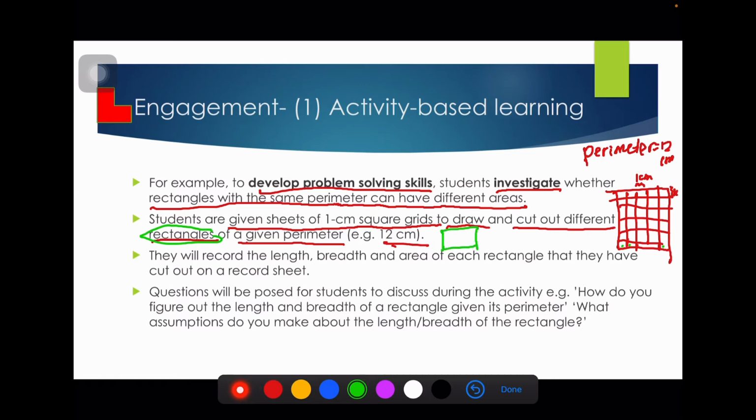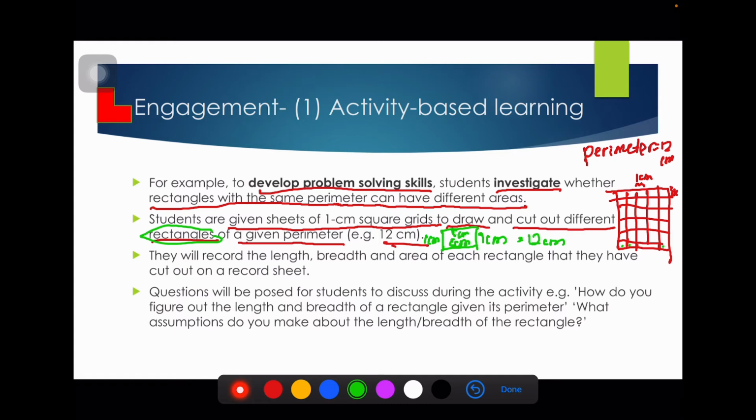Alright, so it could be 1 cm over here, 1 cm over here, 5 cm over here, 5 cm over here. So 5 plus 5 plus 1 plus 1 gives you the perimeter of 12 cm. Okay, then you can come up with another where the sides have different length and different width.